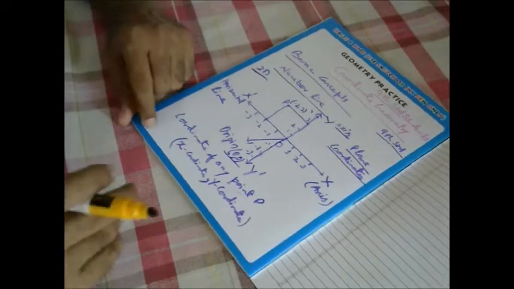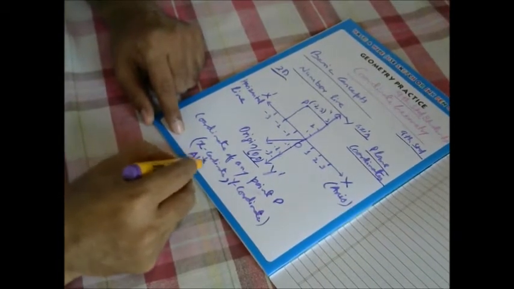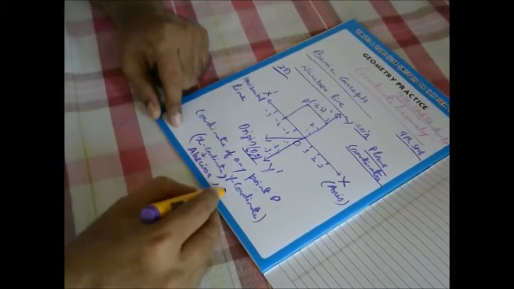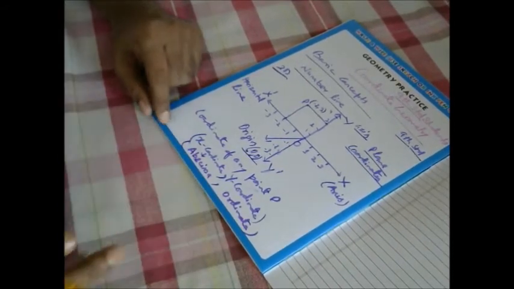The x coordinate is also called abscissa, A-B-S-C-I-S-S-A, abscissa, and the y coordinate is known simply as ordinate. Simply ordinate.